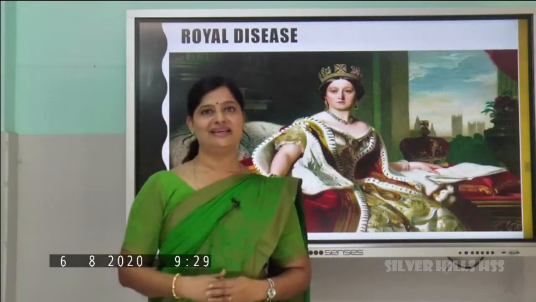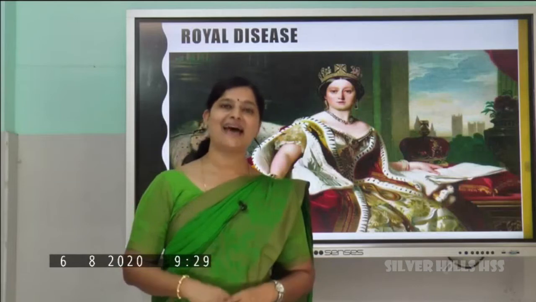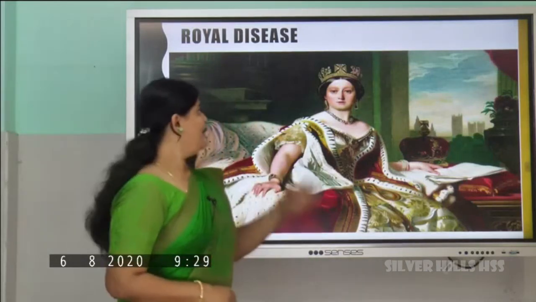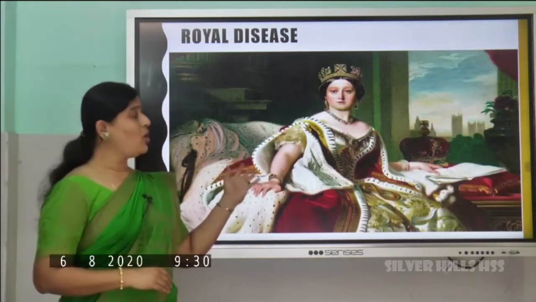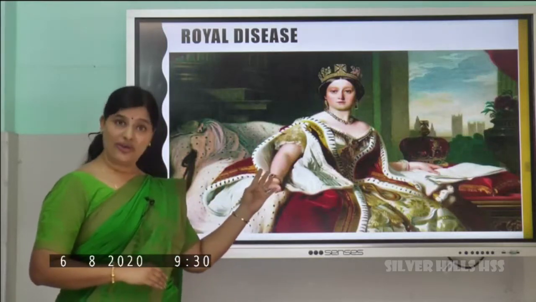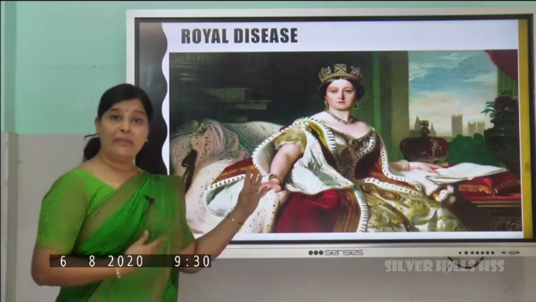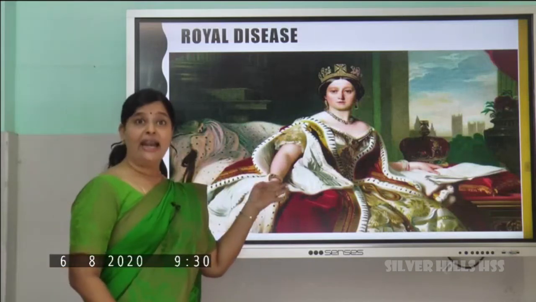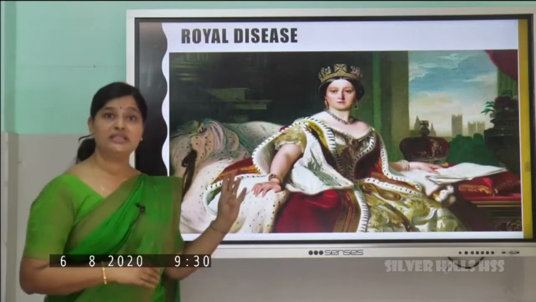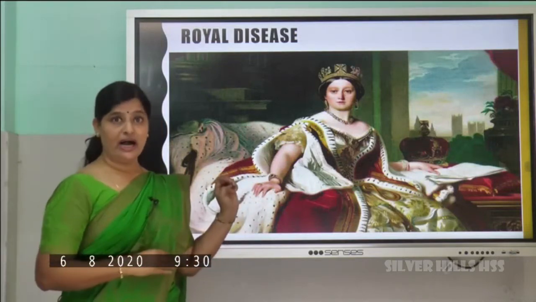Today's topic is hemophilia from the lesson Principles of Inheritance and Variation of 12th Biology. Look at this picture. Whose photo is this? This is the photo of Queen Elizabeth of England. Why am I showing this photo? Because her family had a bleeder's disease which is called hemophilia.